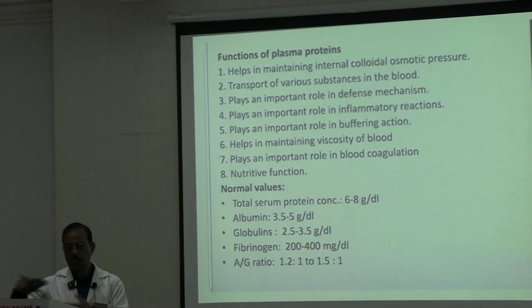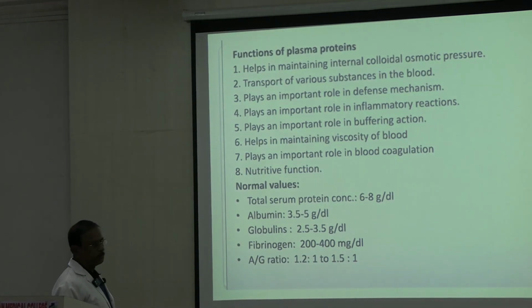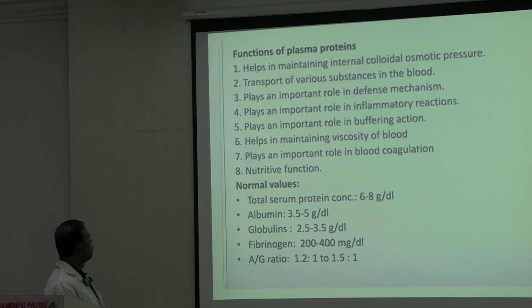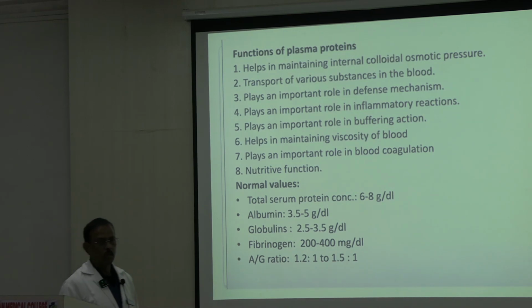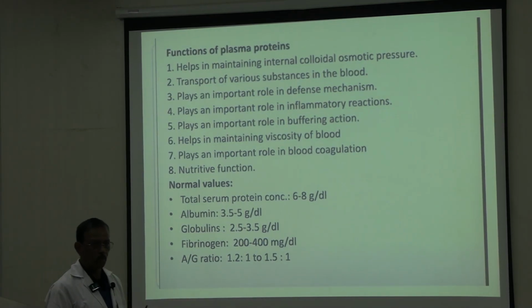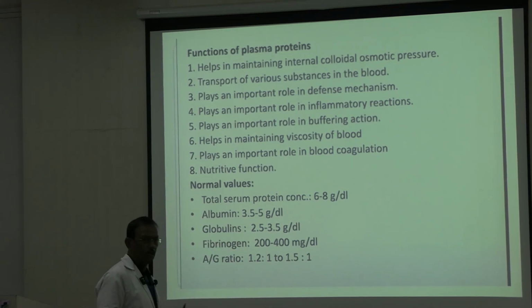Transport of various substances in the blood. Then defense mechanism: immunoglobulins are responsible for the defense mechanism of the body. Then it plays an important role in inflammatory reaction, and an important role in buffering action. That was already explained in the last class. As it is an ampholyte, it can receive protons or donate protons. So by this way, it has a buffering action in the blood.